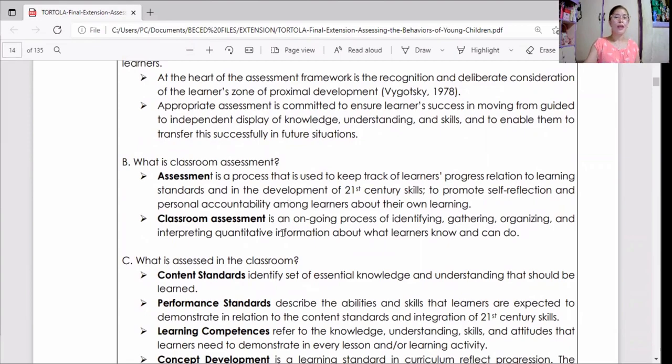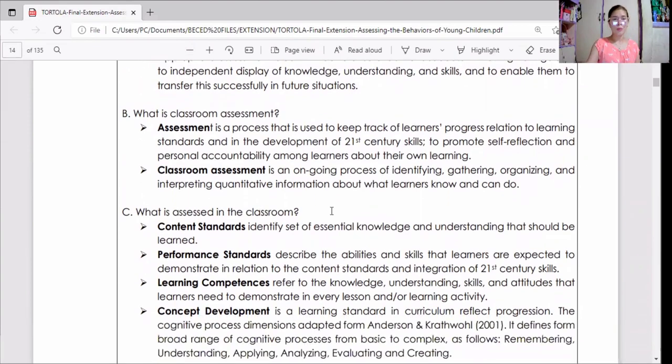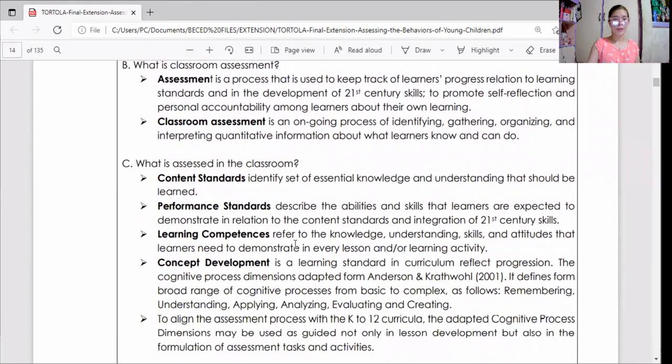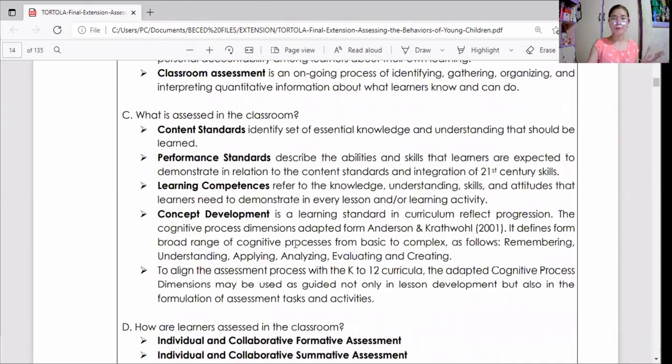Okay? Now, let's continue. What is assessed in the classroom? There is a lot that is assessed inside the classroom. So, in the Department of Education, you can see in their curriculum guide. I know you also have your guide in your teaching. We have in the DepEd, you can see the content standards. Just like us, we also have our course outcome. We have our goals to achieve. So, these are the same. We have the performance standards, the learning competencies, concept development. So, you just have to read this one in your module.